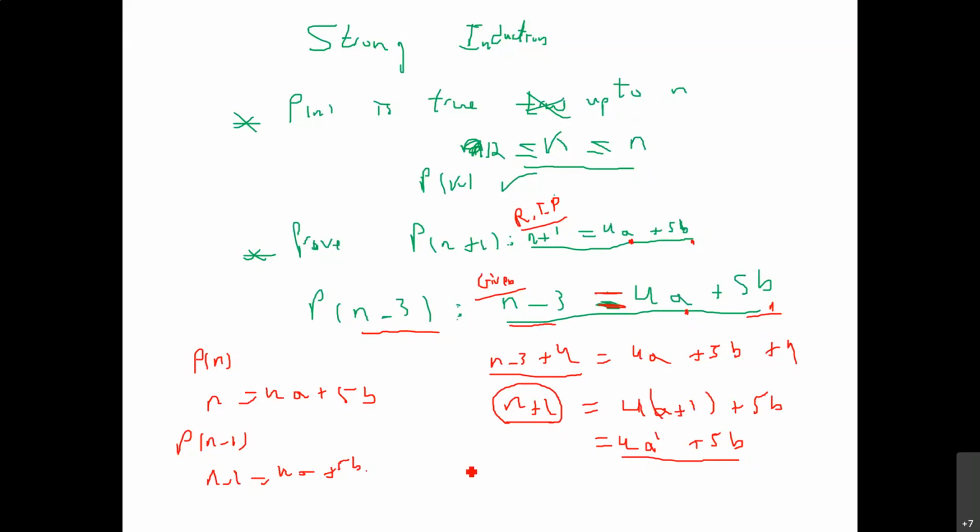It could have also worked for P of n minus 4. Let's check that. You'd have n minus 4 equals some a and some b. You'd add 5 this time on each side. So you have here n plus 1. On the other side, you take it common with b, so 5 times b plus 1. So we had to use strong induction, and you could have used either n minus 3 or n minus 4.